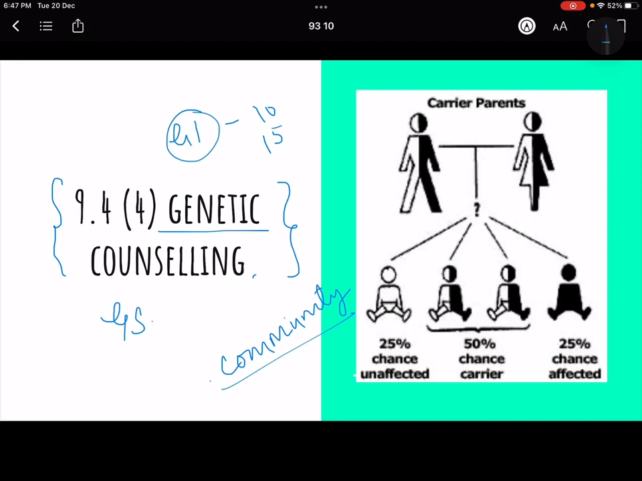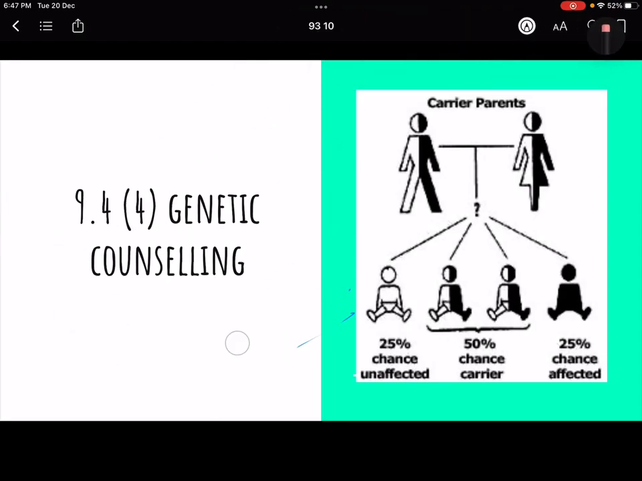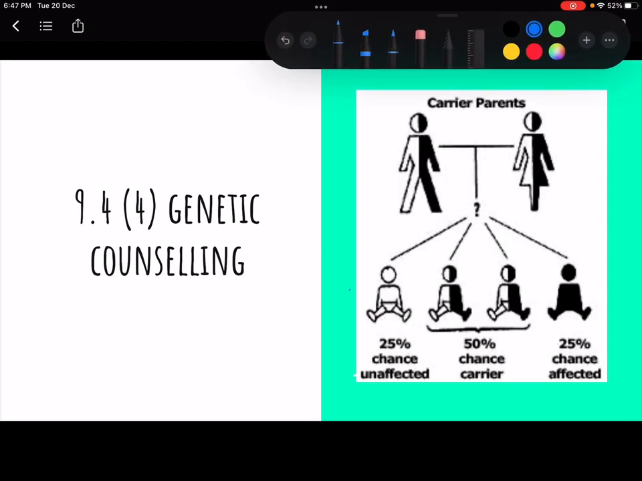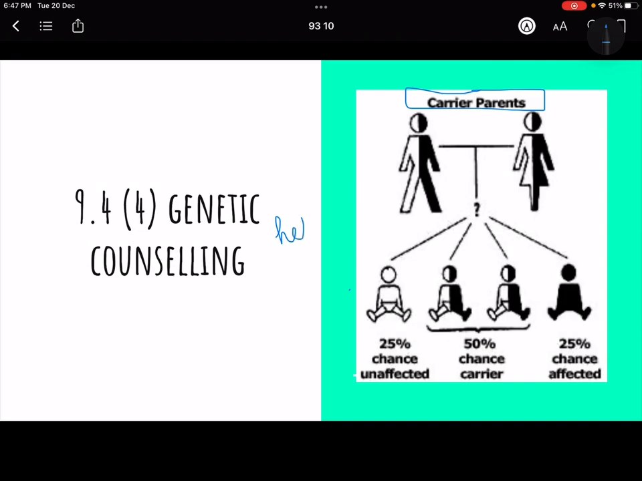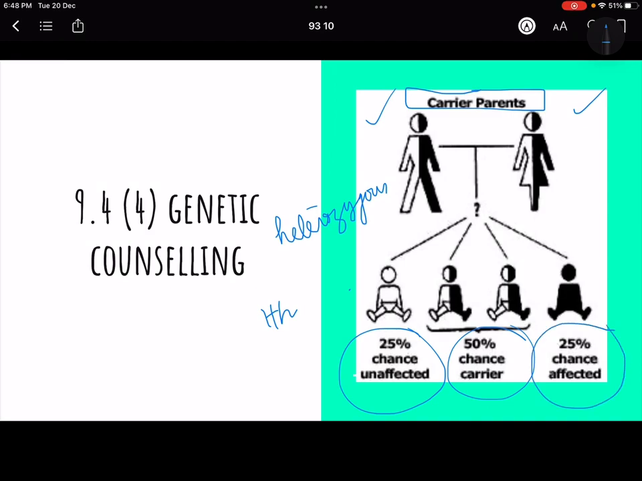So today we are going to start with genetic counseling. There's a picture that I've put; I'll bring you back to this picture. Basically, you can see in this picture, we have discussed it many times. Carrier parents are heterozygous for a disease, right? That means for example, if this is sickle cell disease, they will have one normal trait for that and one sickle cell. If both are carriers for a disease, there are chances that 25% of their children would be unaffected, 50% would be carriers like the parents, and 25% of them would be affected.